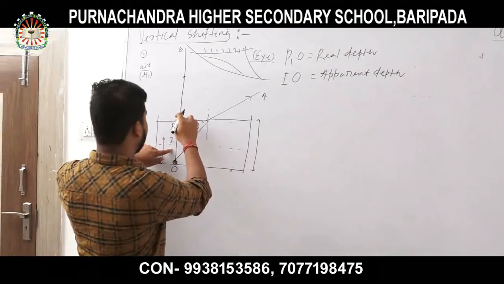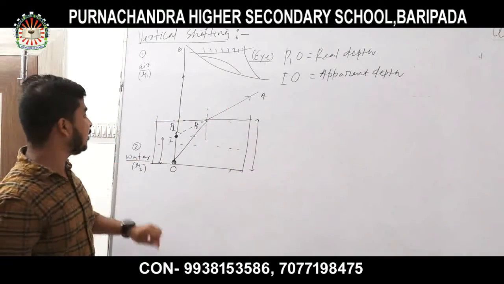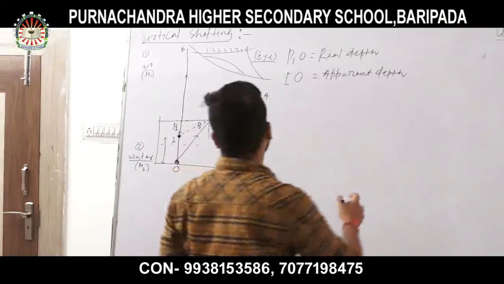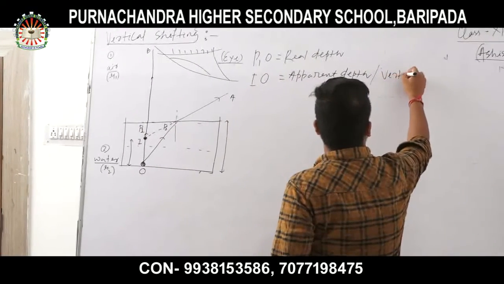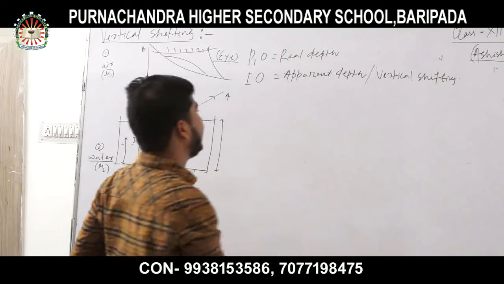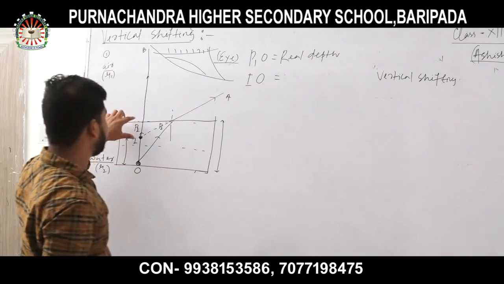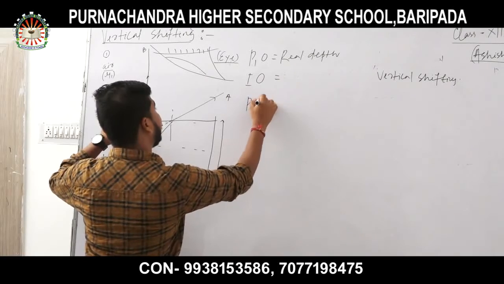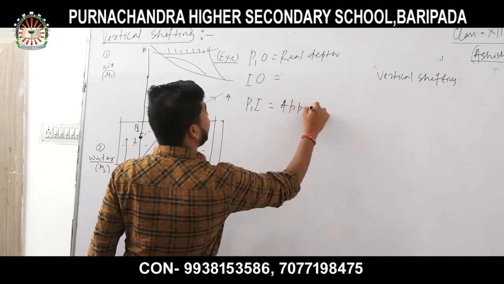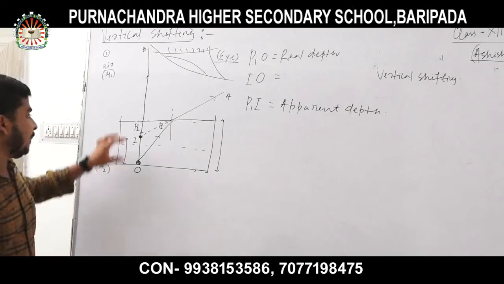Okay, sorry. P1I and P1O. P1O is known as real depth. IO is known as vertical shifting, not apparent depth. IO is the vertical shifting. So P1I will be the apparent depth.